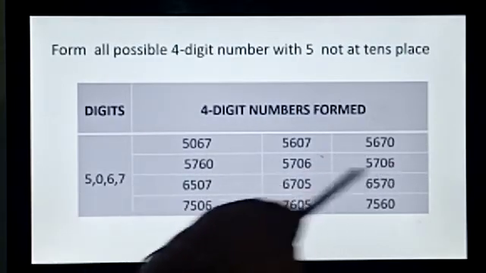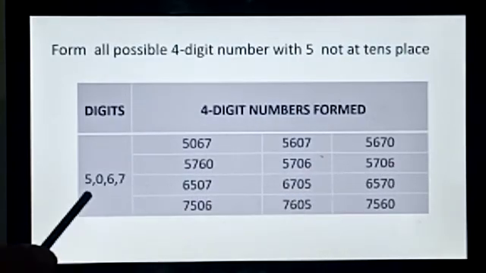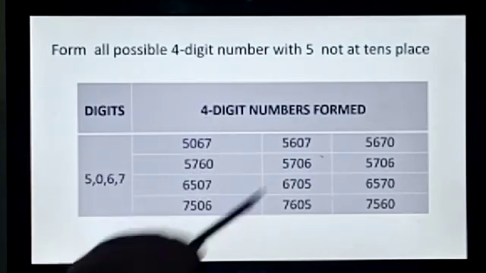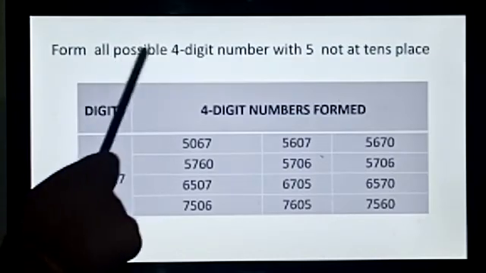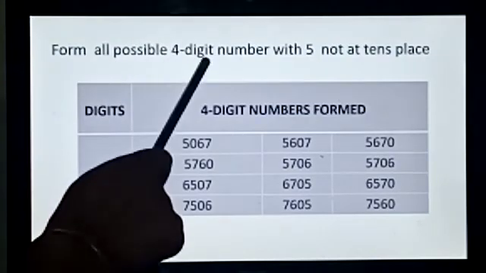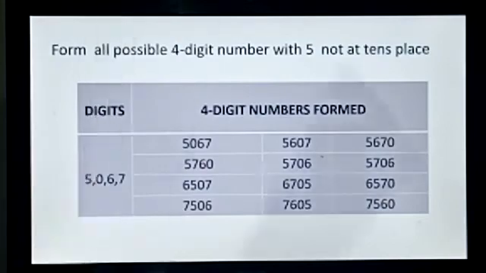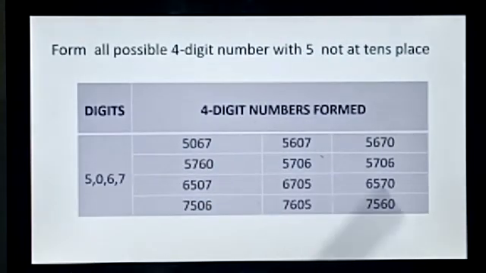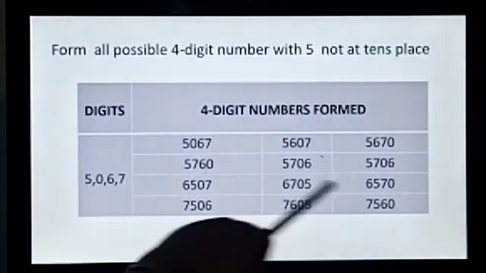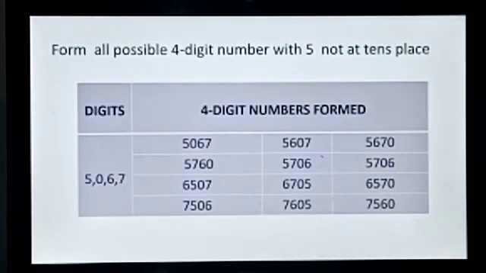In n number of ways you can write this digit. Using all these 4 digits, you need to write the digits. You can form from any side you can write. Forget about largest and smallest. Just you need to form all possible 4-digit numbers. So what all numbers are possible? All those numbers you need to write, and the only thing you need to remember is 5 should not be in any of the tens place.